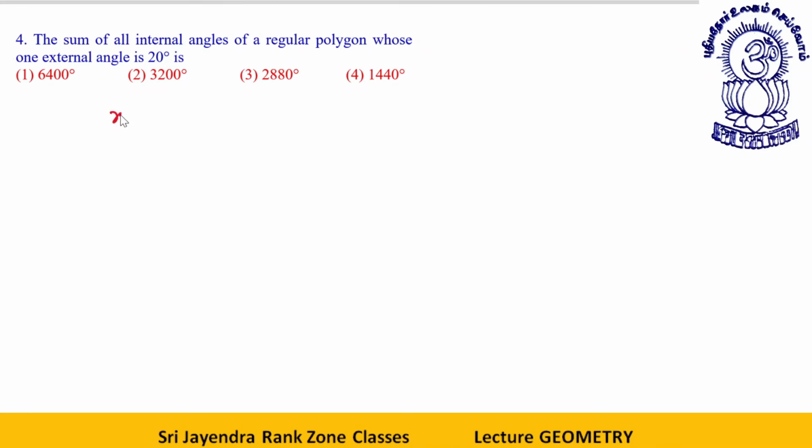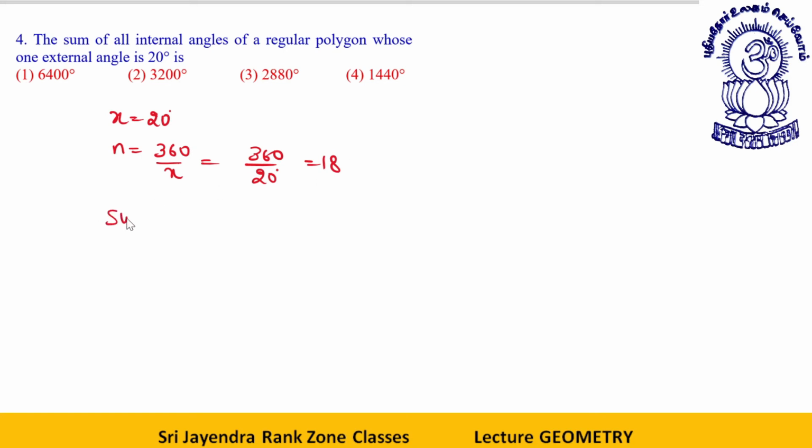We have exterior angle is equal to 20 degrees, the sum of all interior angles of the polygon. See students, very simple logic. What is the number of sides? Number of sides is 360 by x. This method will always solve the question for you very easily. So the number of sides is equal to 18.